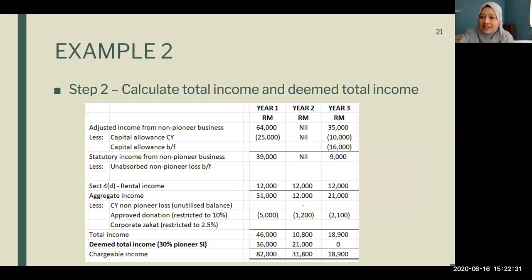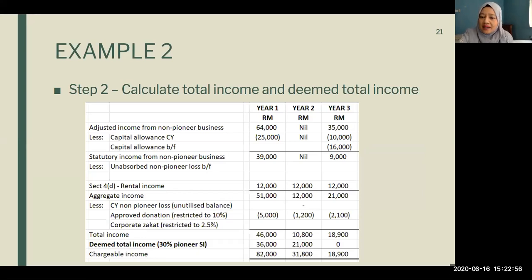The 16,000 in year 2 CA will be carried forward to year 3. Year 3 it becomes 16,000. Do you see? Year 2 CA currently has 16,000, but because adjusted income is nil, you carry forward that to year 3. Year 3 it becomes CA brought forward. Alright, okay. Now year 2 statutory income is nil.